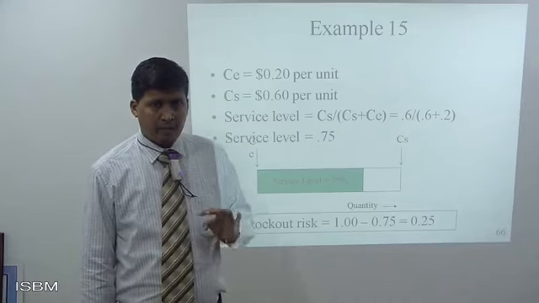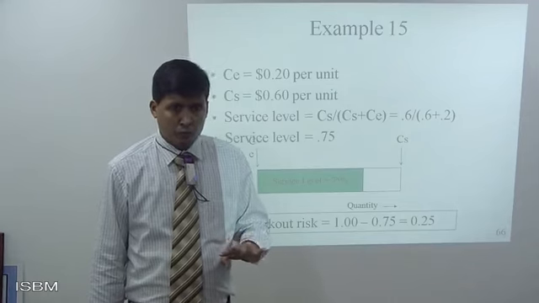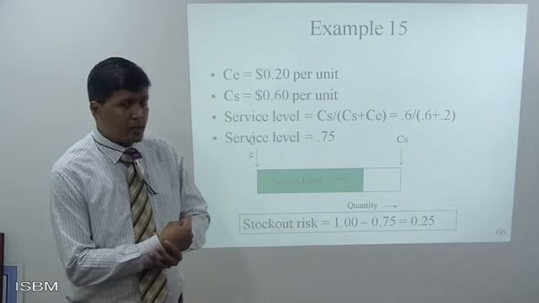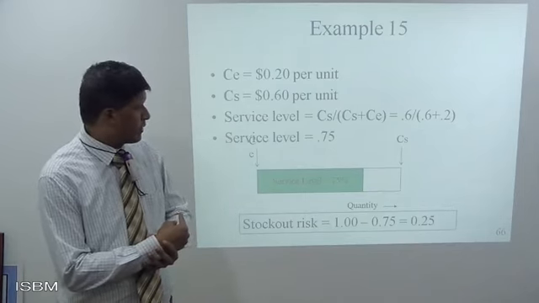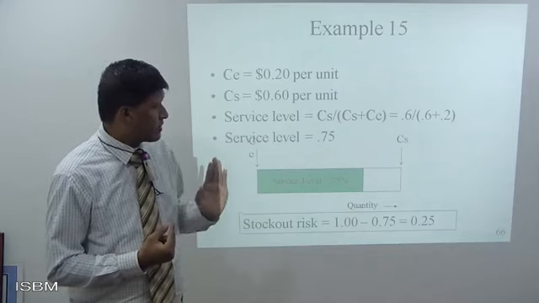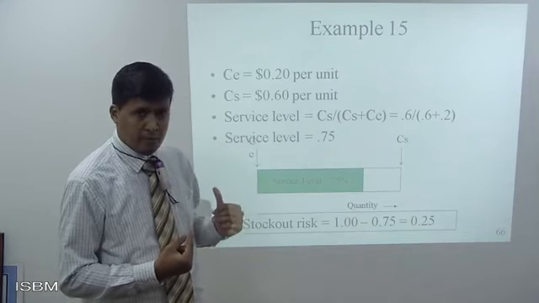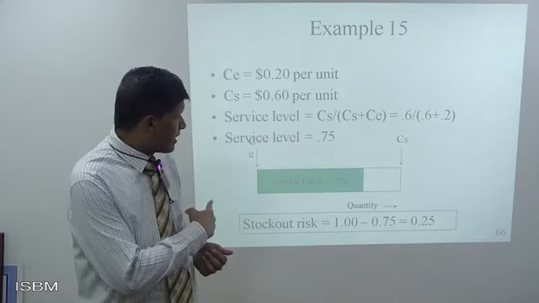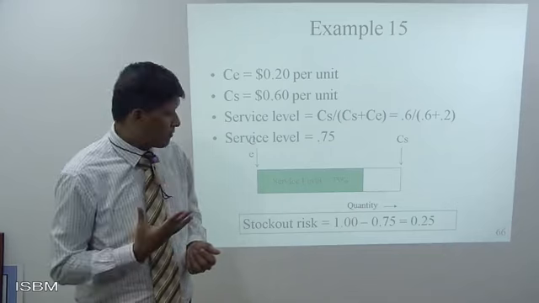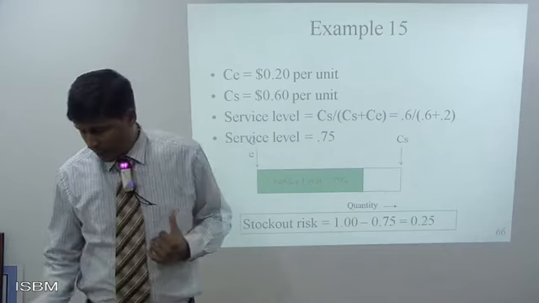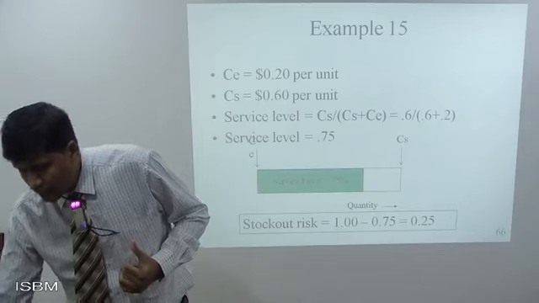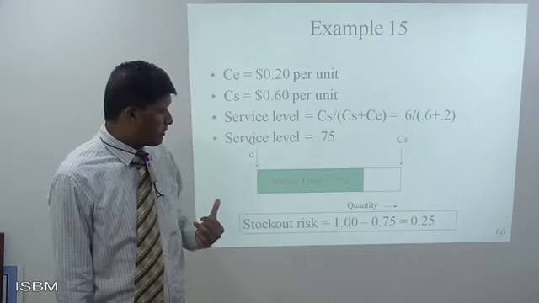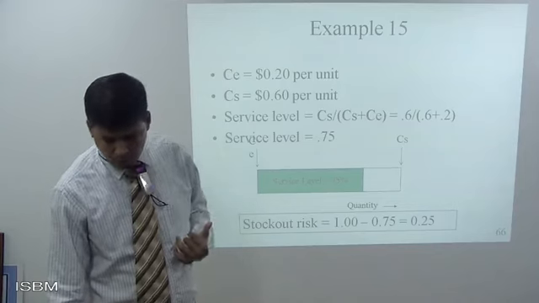Let's take a last example to sum up our model. CE is equal to 0.2 per unit, CS is equal to 0.6 per unit. Service level is CS divided by CS plus CE, as we spoke about. So 0.6 divided by 0.6 plus 0.2 accounts to a service level of 0.75. So we are always giving the service level as 75%. The quantity accounts to 1 minus 0.75, which is equal to 0.25.